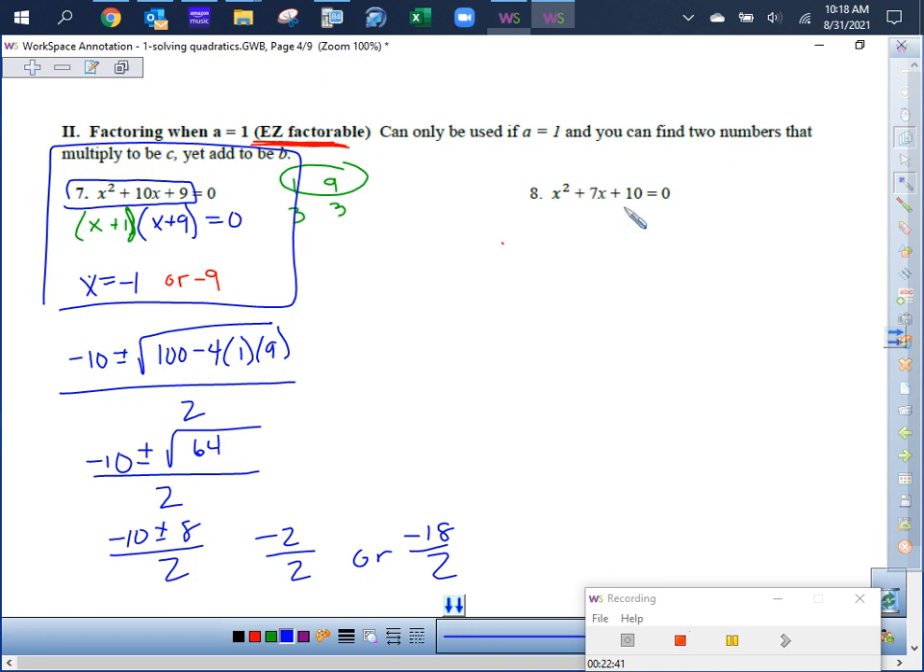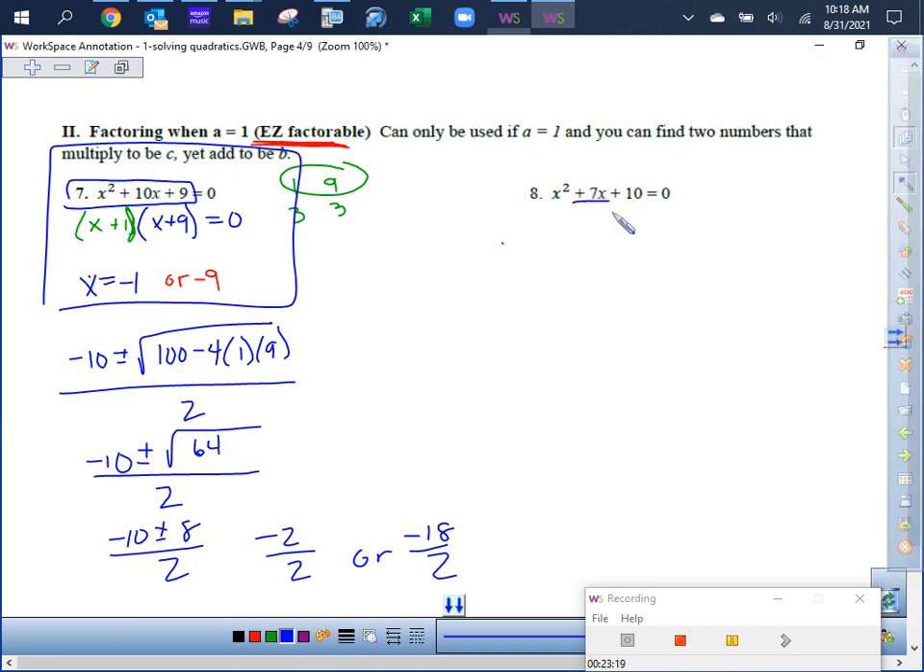Let's easy factor this. How do I know I'm easy factoring? A value has to be how much? 1. So find two numbers that multiply together to be 10. Let's talk about their signs right now. Both positive, both negative, one negative. One of those is out. Which one's out? One negative. So they're either both positive or both negative.